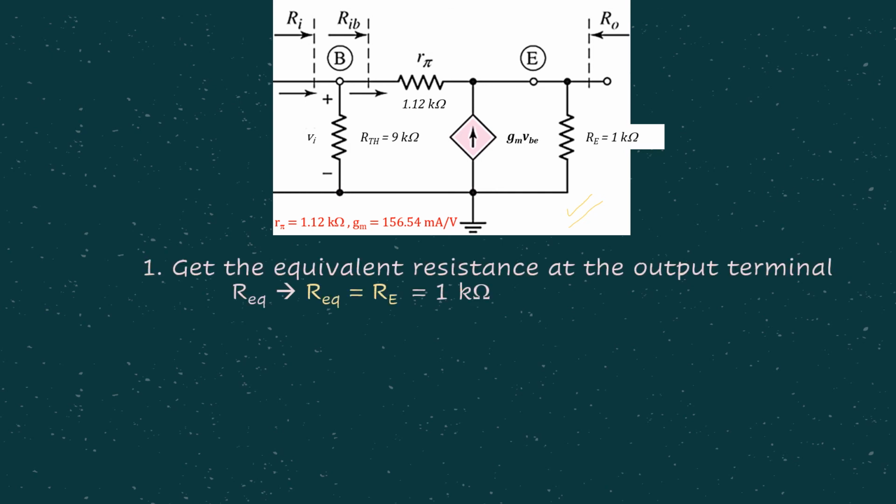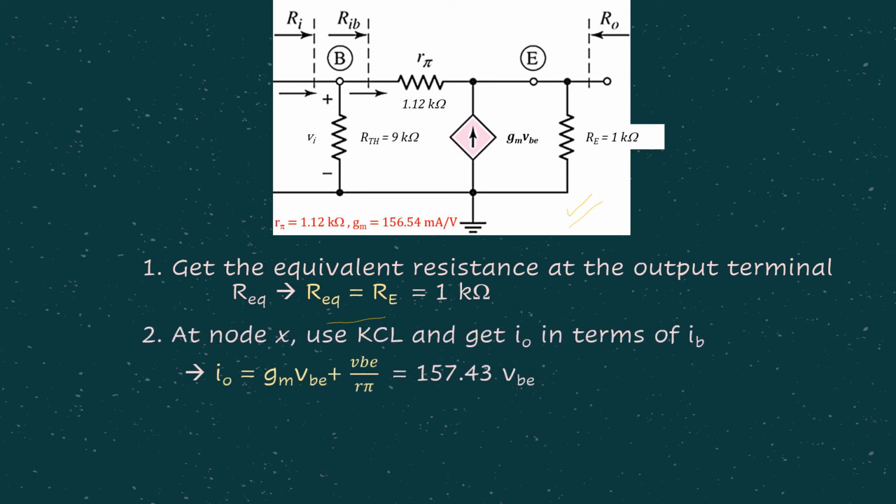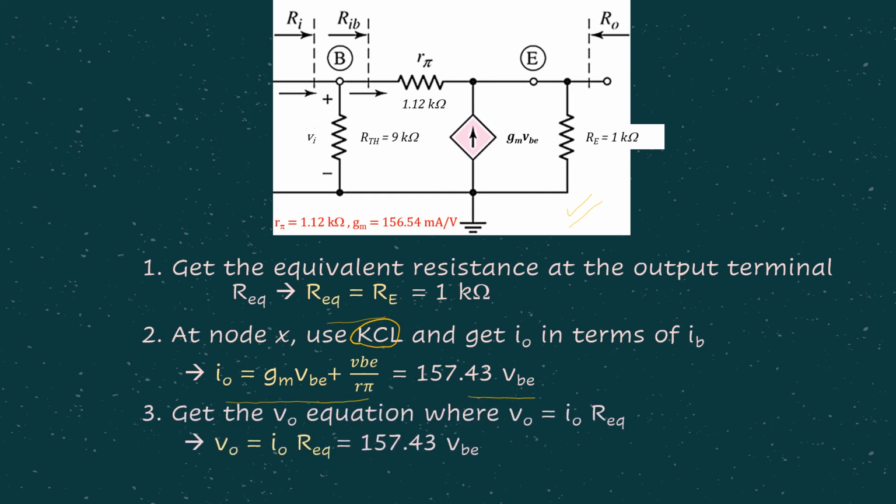Okay. So then step number 1, we find for Req. In this particular case, we are not considering small R0. So that's why our Req straight away equals to Re. Then step number 2, remember we use KCL to find for I0 in terms of VBE. Then step number 3, obviously V equals IR, I we already found from step 2, R from step 1, so we can get V0 in terms of VBE.